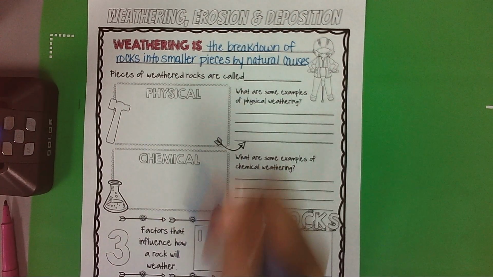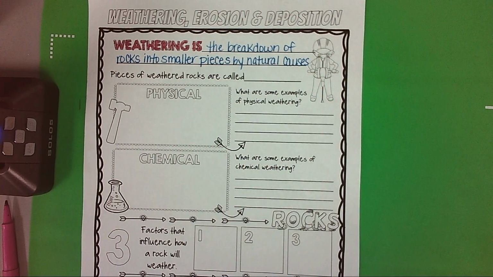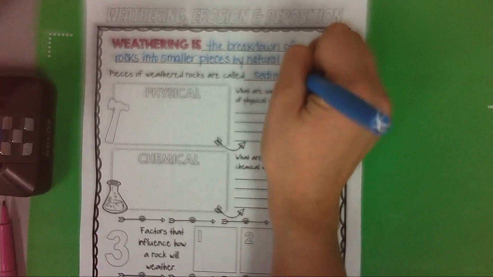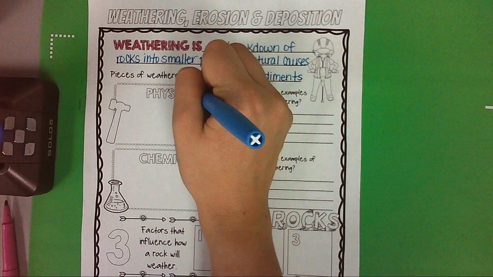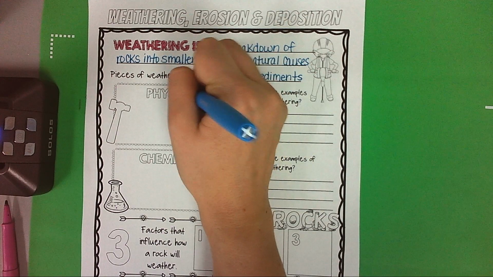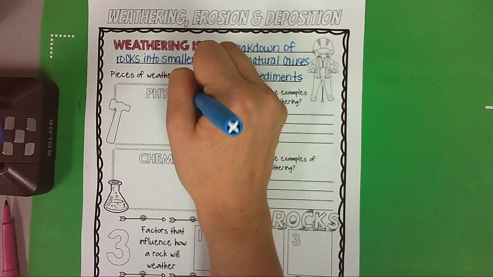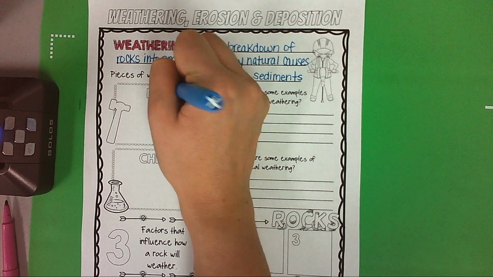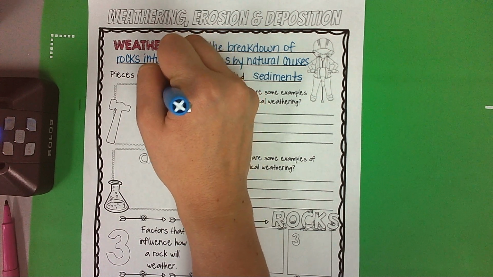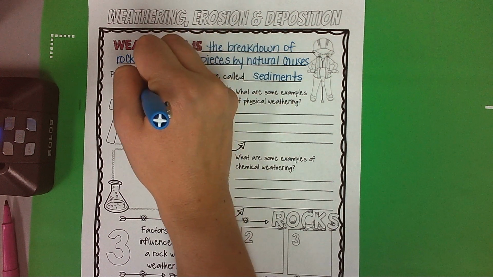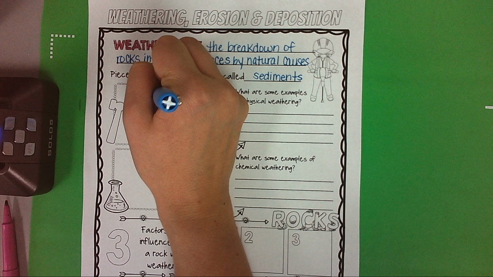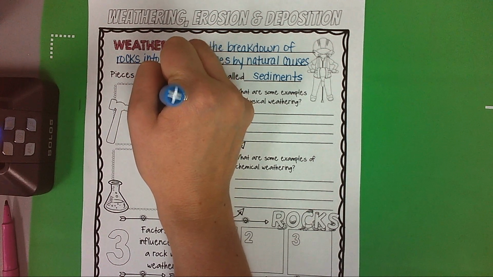All right, so there's two different types of weathering. All right, pieces of weathered rocks are called sediments. Feel free to color in your letters and make your notes a little bit more fun. Alright, so first we're going to talk about physical weathering. Physical weathering. So when we think of physical, I wonder what the first thing that comes to mind is.